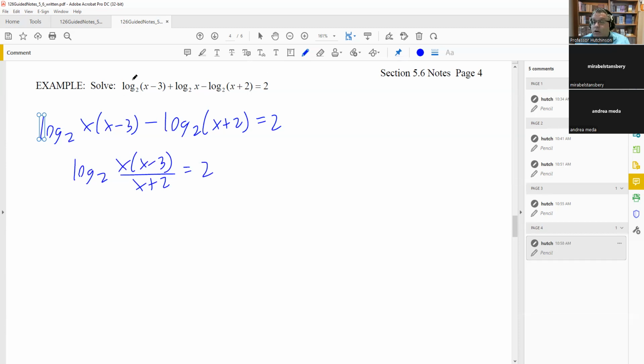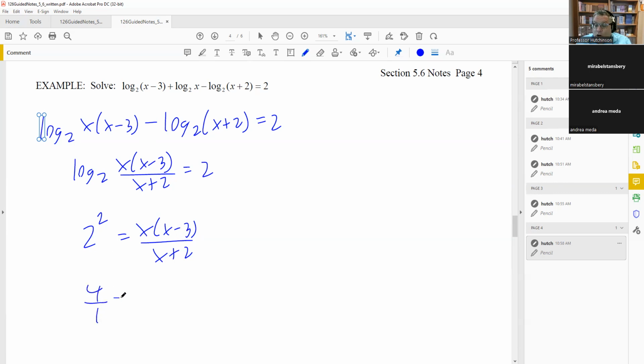Again, if you want to go from the original problem directly down to the second line all at once, that's okay. It's okay to skip that intermediate step if you want. If you know how it changes into that, it's okay to jump down to this step here. But then we want to change it from log form to exponential. So the base raised to the number after the equal sign is going to equal x times x minus 3 over x plus 2. Okay, so now we've changed it from log form to exponential form.